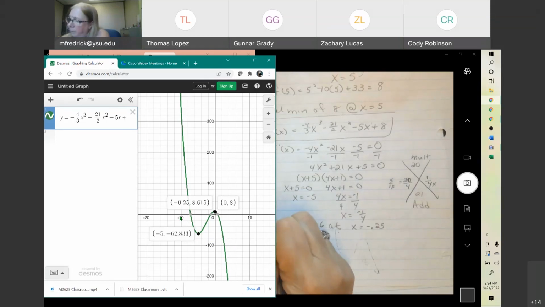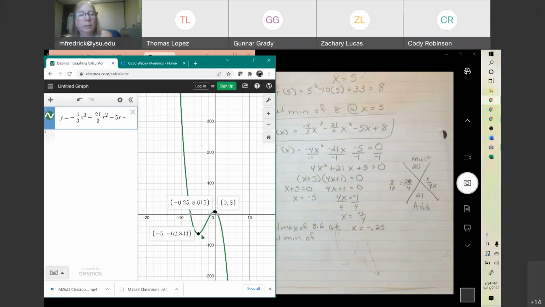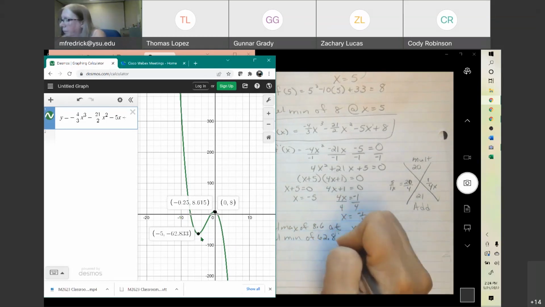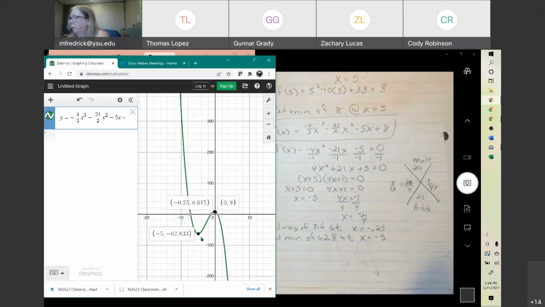And a relative min of this one here, 62.8 at x equals -5. That's what I had showed here, a min and a max. Any questions on that?